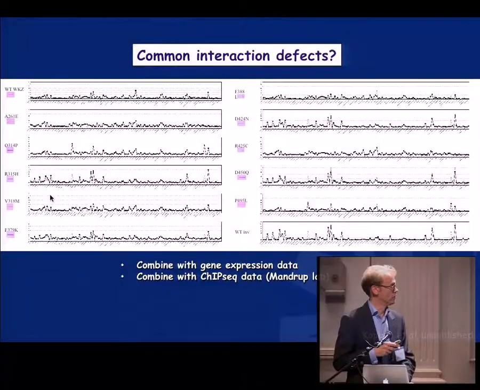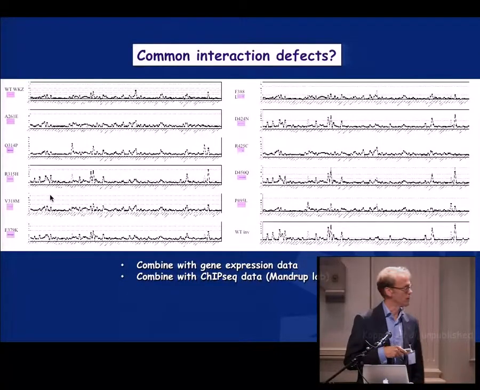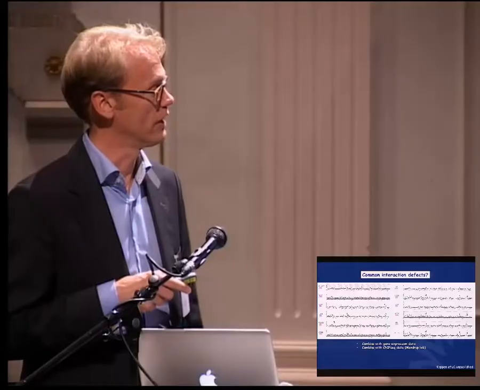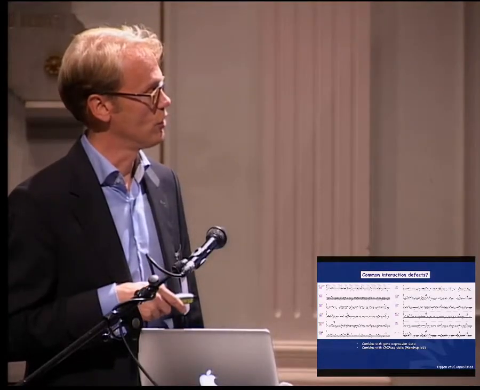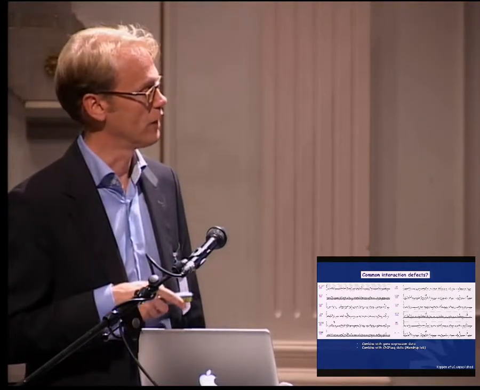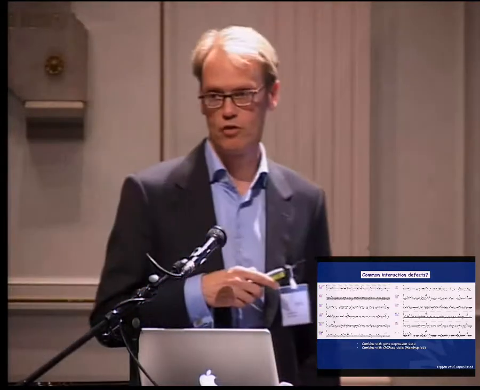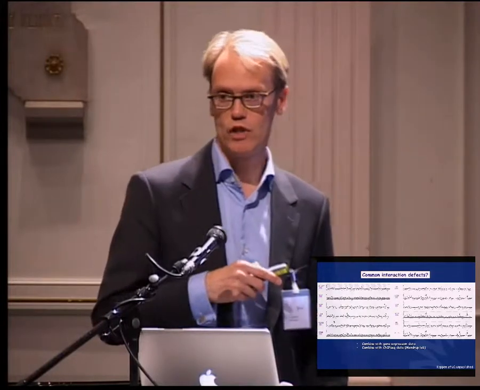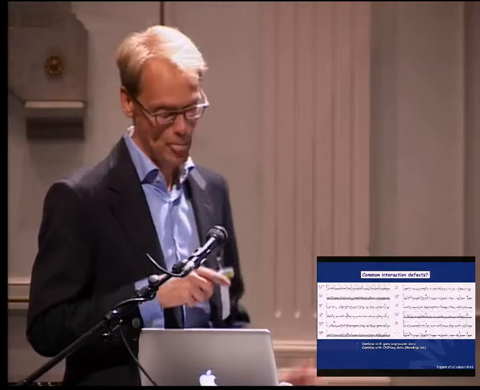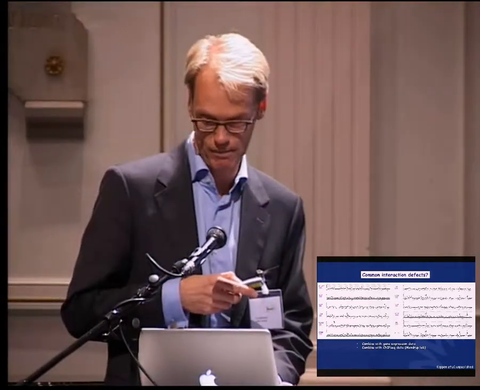And of course, what we would like to do is to combine these data with expression data. So when we shoot these receptors into cells that are normally negative, and then see which genes are being upregulated or downregulated. And we're also combining this with ChIP-seq profiling together with the lab of Susanna Mandrup in Denmark to see if we can see something about DNA binding in that respect. But that's still far away. We're not there yet.